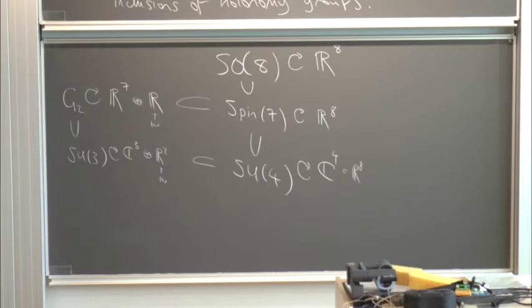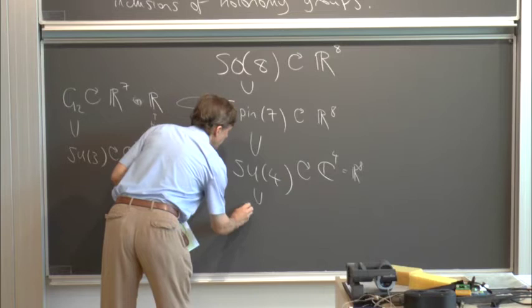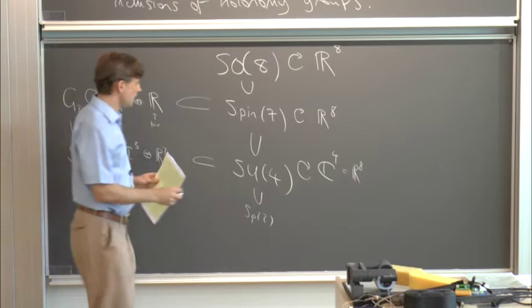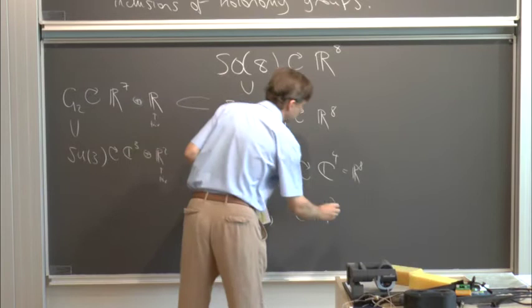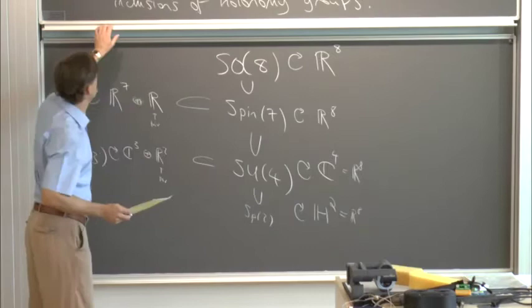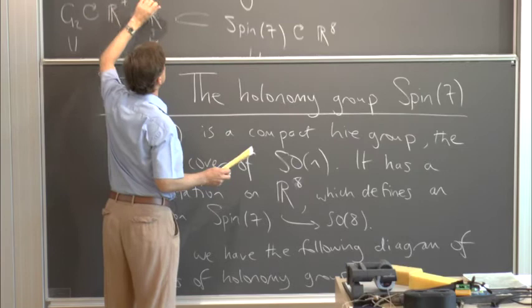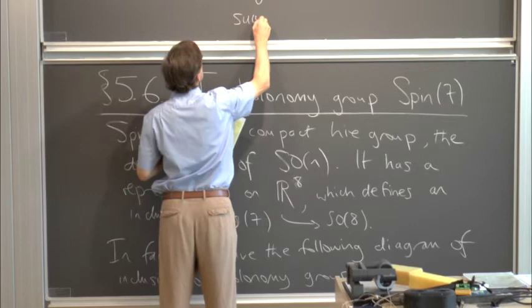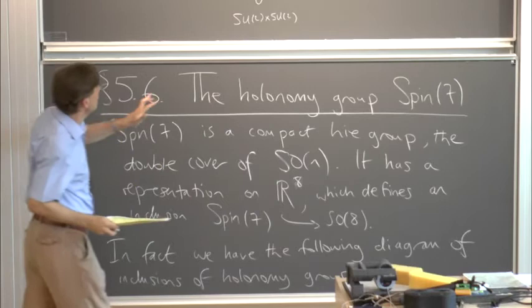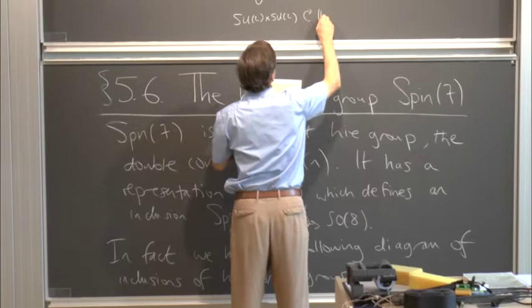And go down another level, Sp(2) is a subgroup of SU(4). We can think about that as acting on H^2, the quaternionic vector space of two copies of H, which is also identified with R^8, or if you like, with C^4. And finally, I'm going to put SU(2) × SU(2), or if you prefer, Sp(1) × Sp(1), sitting inside Sp(2). This acts on H ⊕ H, which is R^8.